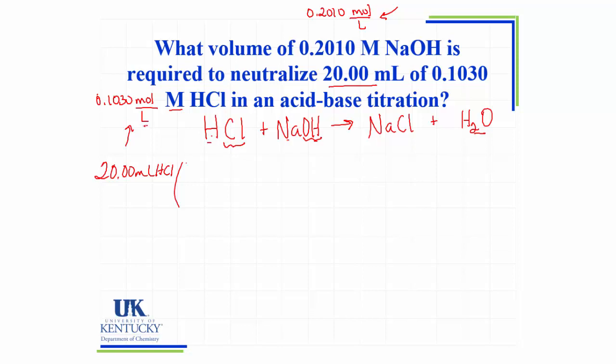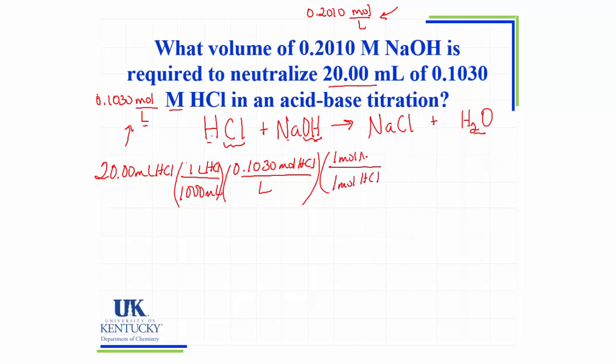moles, and I see that I have units of liters, so I first need to convert from milliliters to liters. Now that I have liters of HCl, I can use the concentration 0.1030 moles of HCl per liter of solution. Now I can use my mole-to-mole ratio just as I did in every other stoichiometry problem. So I have 1 mole of HCl to 1 mole of NaOH. And then I can use the molarity of NaOH, or 0.2010 moles per liter of NaOH.